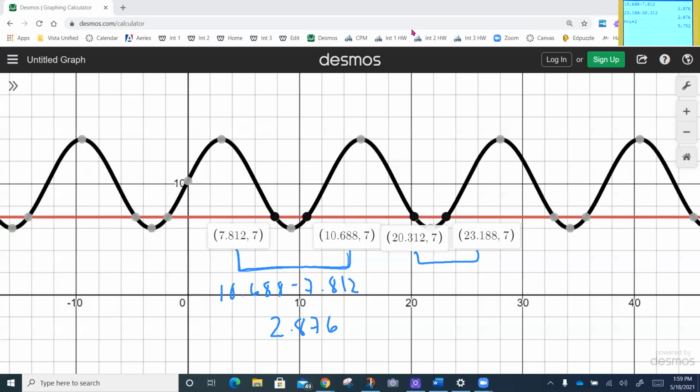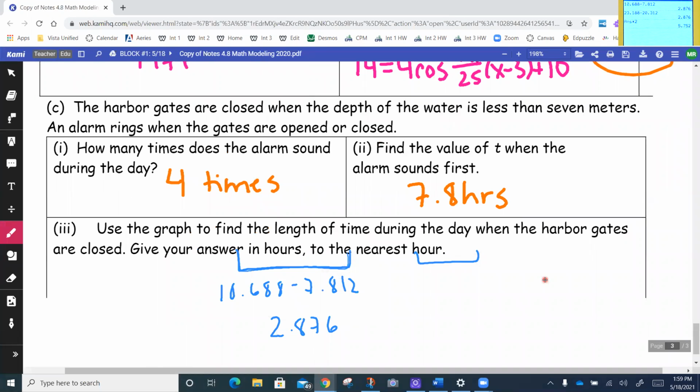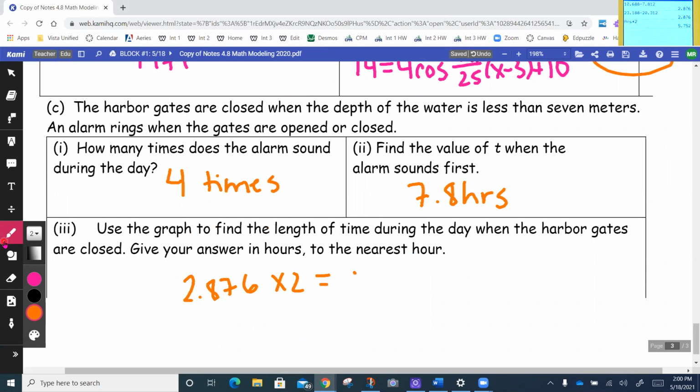Okay. So let me get back to my other one. Give me one sec. Okay, so let me now clear. Okay. So it ended up being 2.876 times 2, which is 5.752 hours.